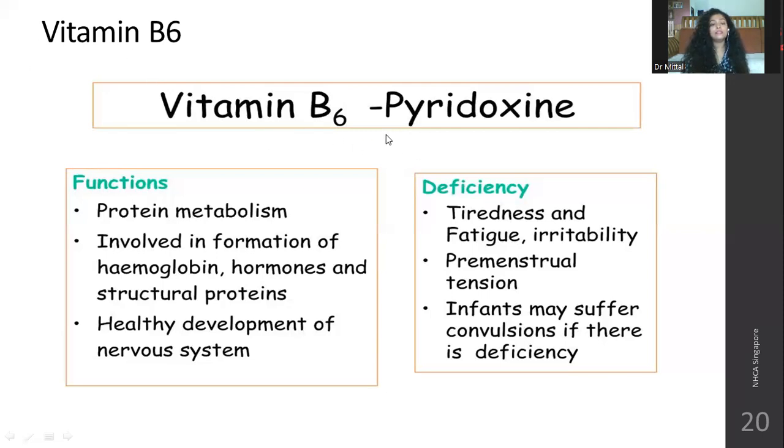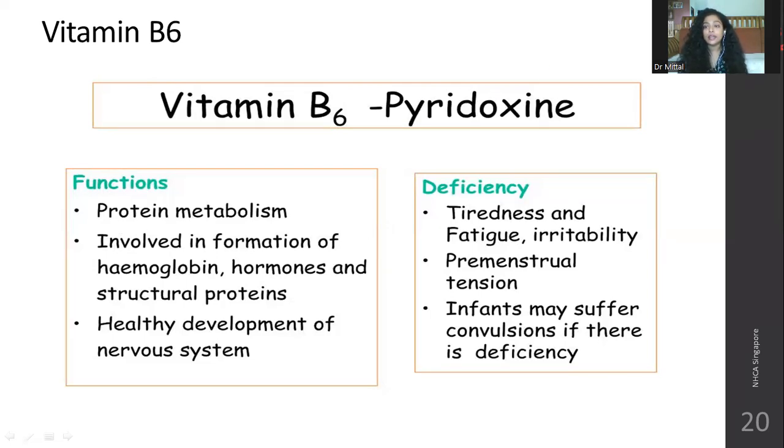Next is vitamin B6, pyridoxine, involved in protein metabolism. It's not involved in carbohydrates or fats. It is involved in protein metabolism, in the formation of hemoglobin, hormones, structural proteins, and healthy development of the nervous system. Again, the same repetition you will see here, functions.